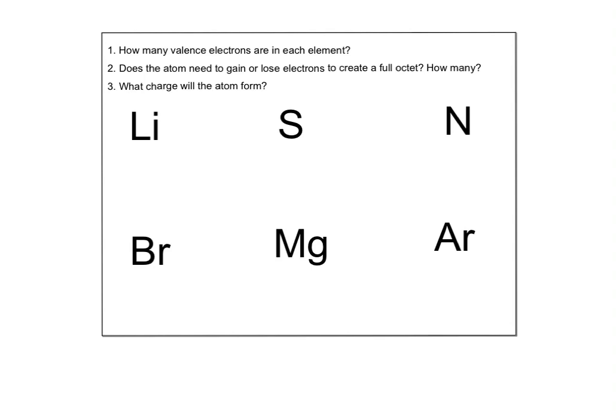Okay, so for these 6 elements, I would like you to pause the video and record how many valence electrons there are, and then try to figure out, will that element gain or lose to have a full octet, and then how many will it gain or lose. And then finally, we'll talk about the charge that the atom will form. So basically, here's what I'm looking for from you guys.